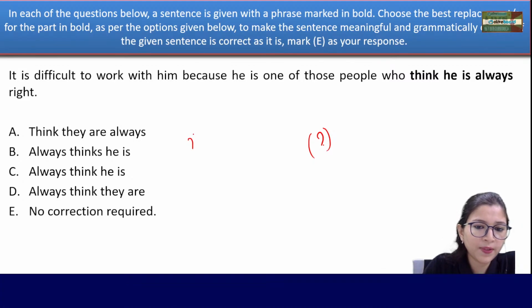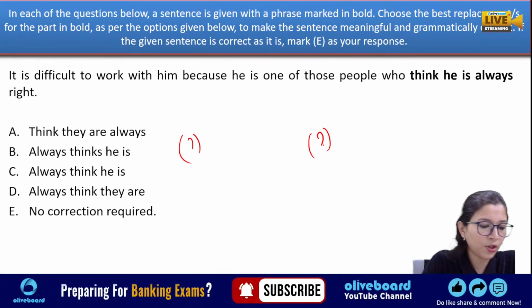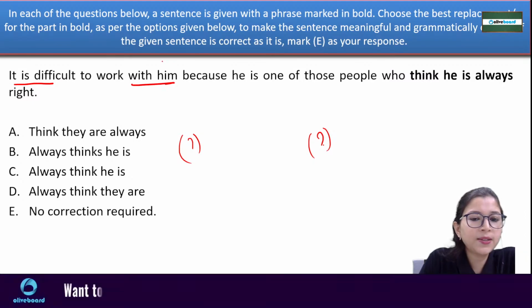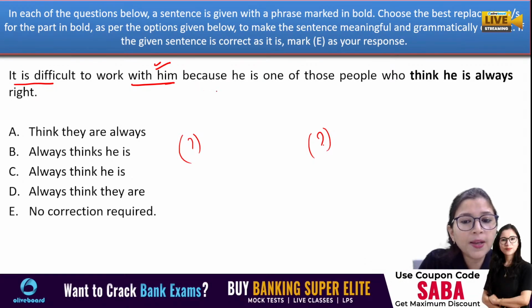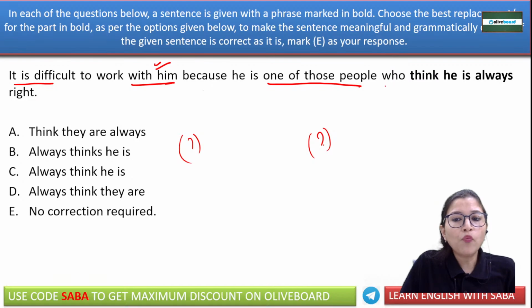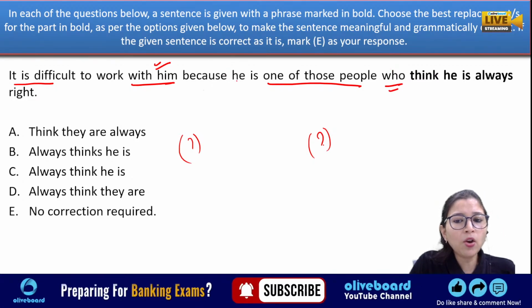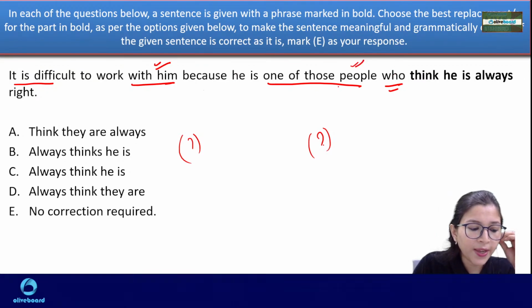This is a very good question because I knew when I was giving this question that a lot of things would come up here. Now, listen to me. It is difficult to work with him, that working with that person becomes difficult. Because he is one of those people, because he is like those people. Now, what is the antecedent of who? Is it he or people?